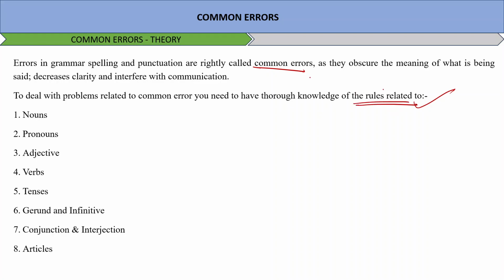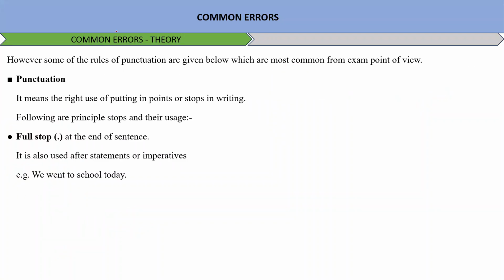Now, to deal with problems related to common errors, you need to have thorough knowledge of the rules related to topics like noun: where to use singular noun, where to use plural noun, which singular noun will be associated with which verb, and where to use which verb, and for any particular noun or pronoun which adjective to use, where to use pronoun, what tenses to use, how to understand the difference between time and tense, which time and tense to apply in the sentences, gerund and infinitive, how to use these verb forms, conjunction, interjection, articles. Very common yet very important topics of English grammar, right? Now, however, some rules of punctuation are given below which are most common from an exam point of view.